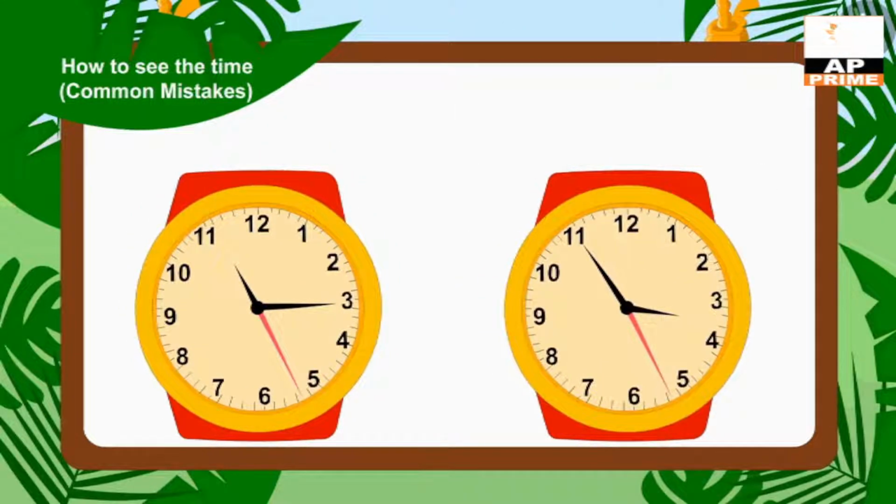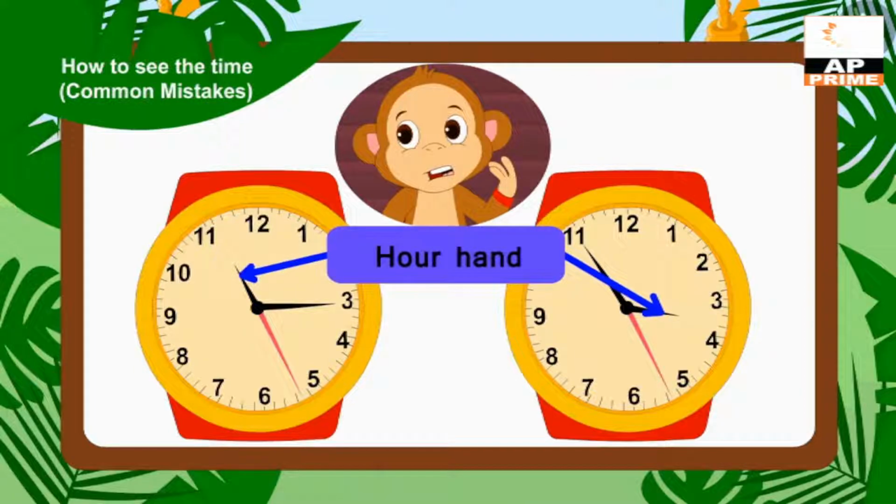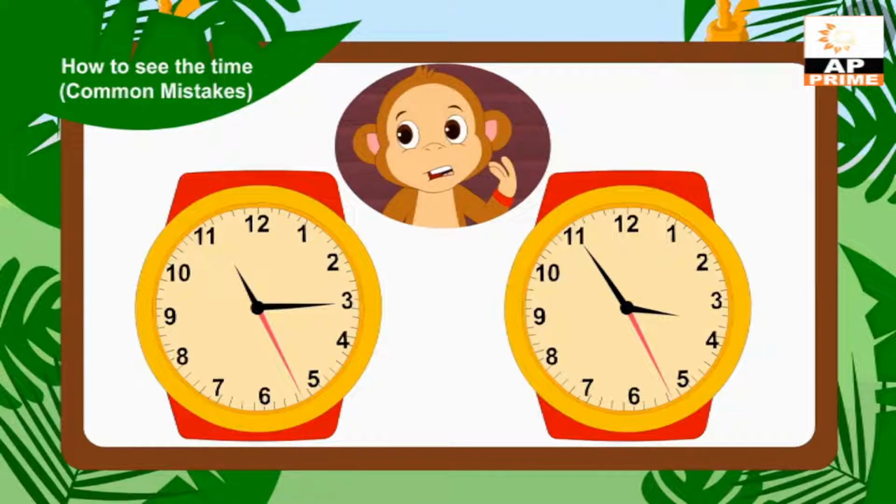Now can you tell by looking at these two watches what mistake has Babban made? Yes, Babban replaced the hour needle with the minute needle, and the minute needle with the hour needle to see time in the watch. So Babban saw the wrong time.